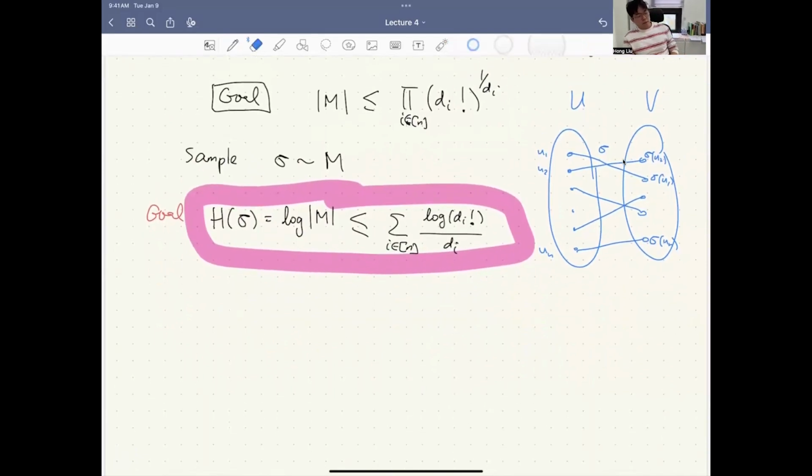All right. Let's first fix an ordering of the vertices from the left-hand side. Let's fix the ordering, not necessarily this U1 to UN, just an arbitrary ordering of vertices. So first, fix an ordering.